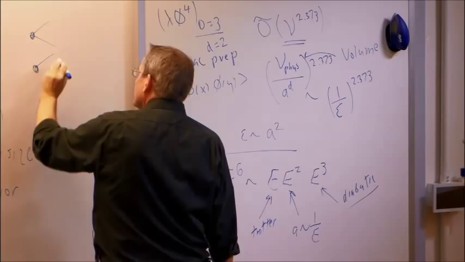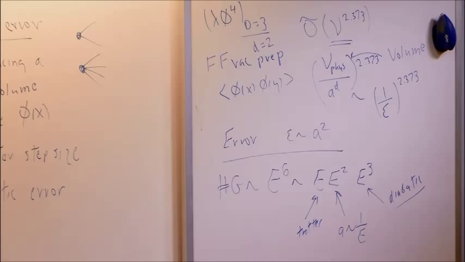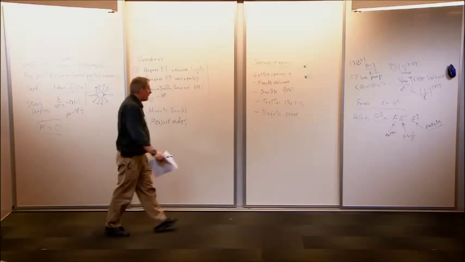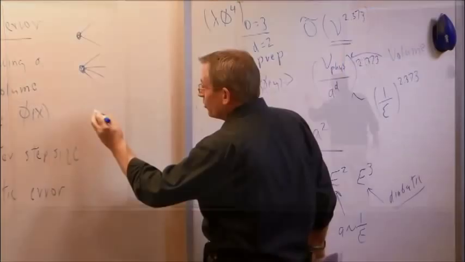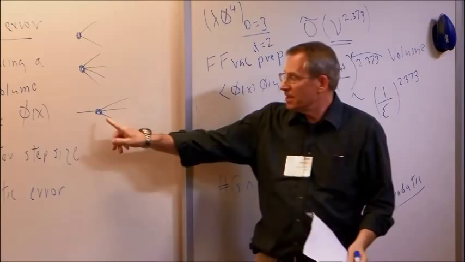And what's controlling how often that happens is the mass gap. So this is where it's really important that we're simulating a theory which has a non-zero mass. And there's another process that we have to worry about, which is particles can split. One particle can split into three, described by this interaction.